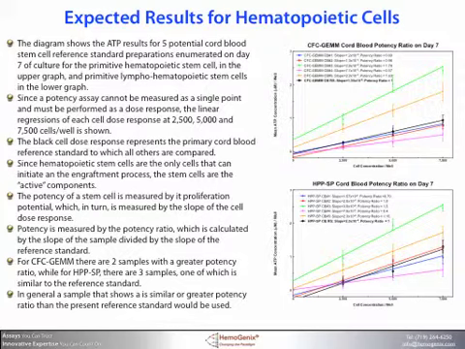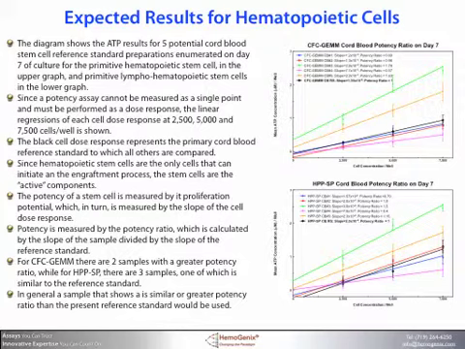Since hematopoietic stem cells are the only cells that can initiate an engraftment process, the stem cells are the active components. The potency of a stem cell is measured by its proliferation potential, which in turn is measured by the slope of the cell dose response.